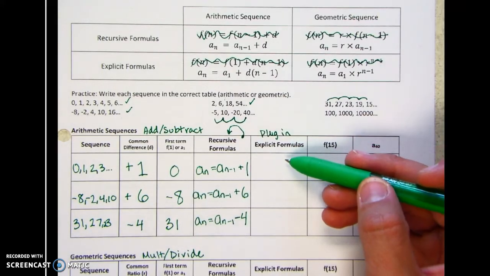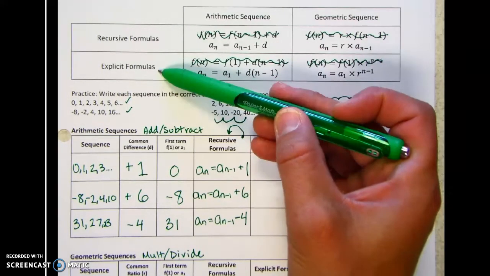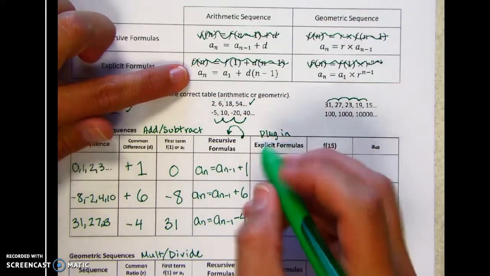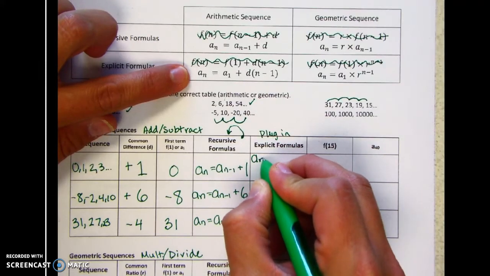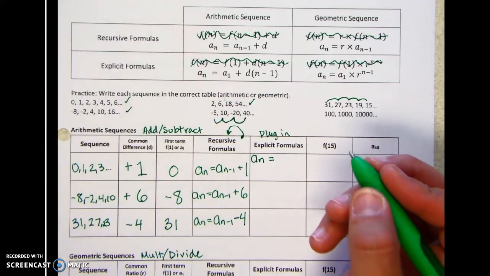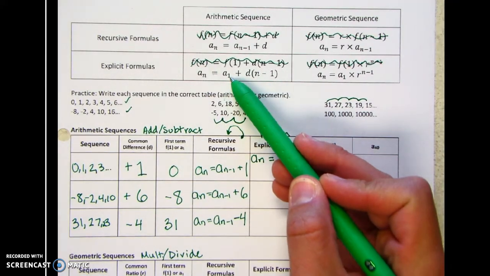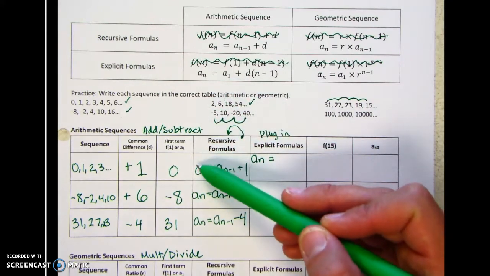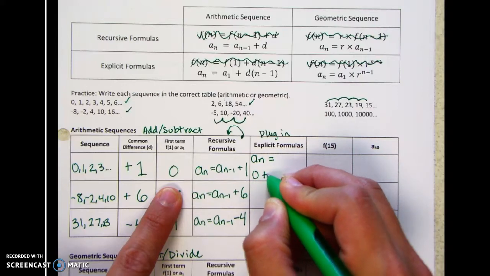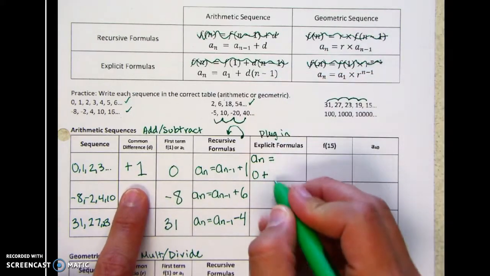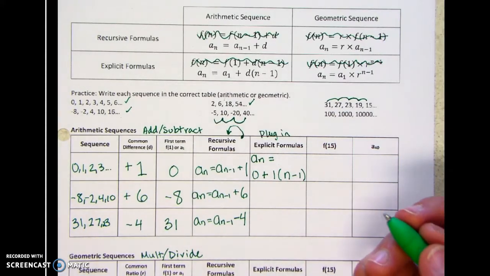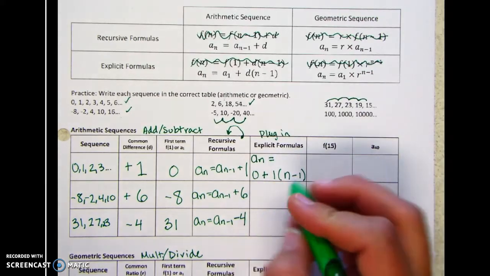Okay, explicit formula. Arithmetic is here. A sub n stands for the term you want to find. So a sub n equals a sub 1. What does a sub 1 mean? The first term. So the first term in our example here is 0, plus the common difference, d, which is 1, times n minus 1. You leave n minus 1. Okay? Let's do another example.